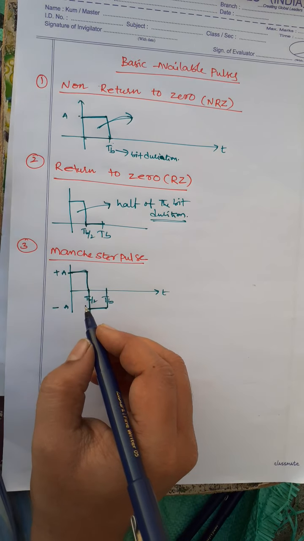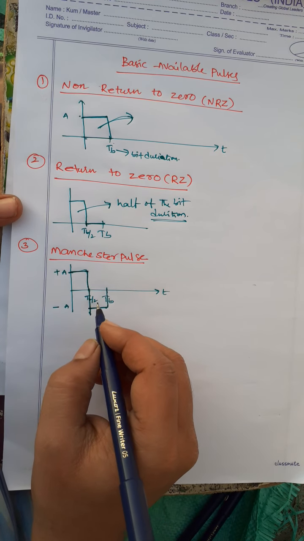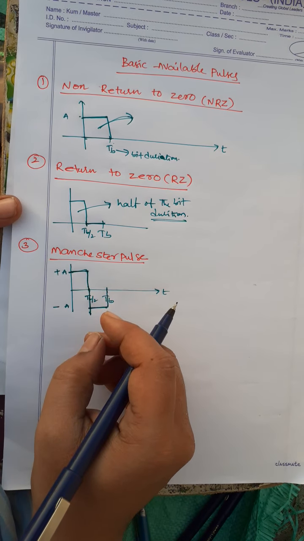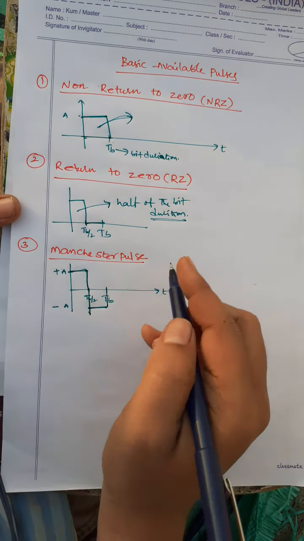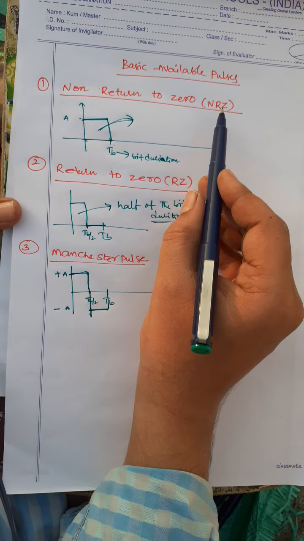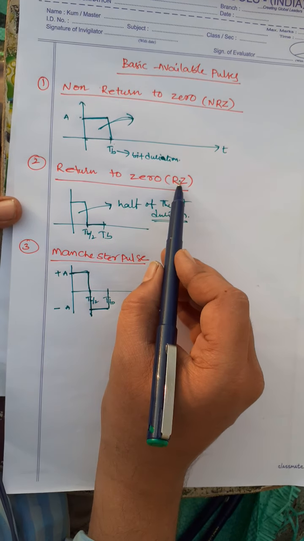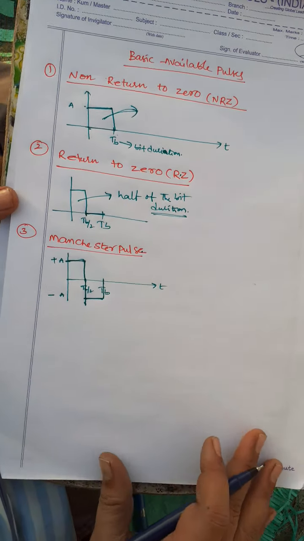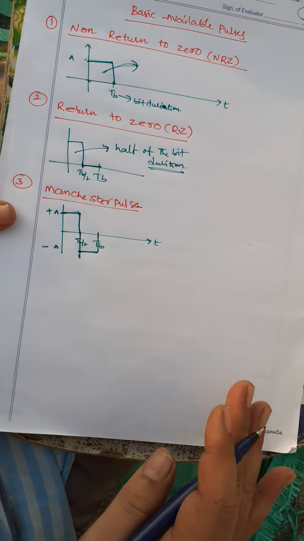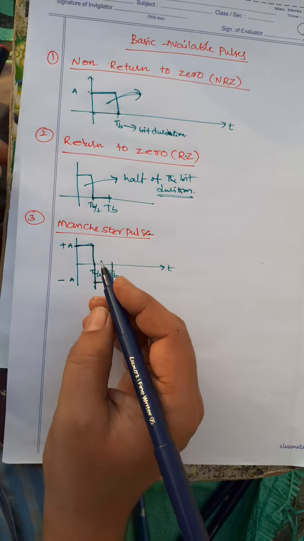Now we saw that the basic pulse shaping techniques are unipolar, polar, and bipolar, and the available pulses are the NRZ pulse, return to zero pulse, and Manchester pulse. Now we can solve some examples so that it is easy for you to understand.